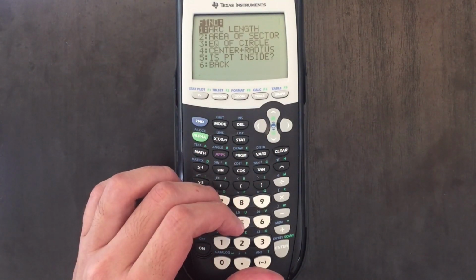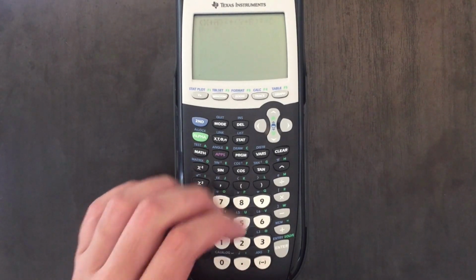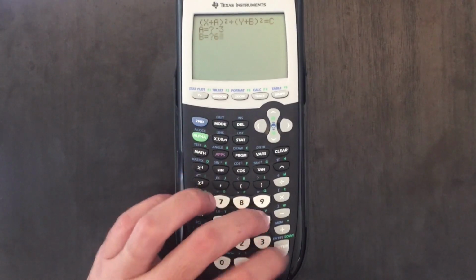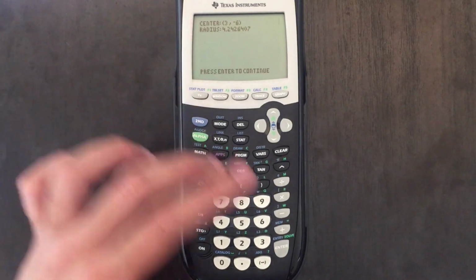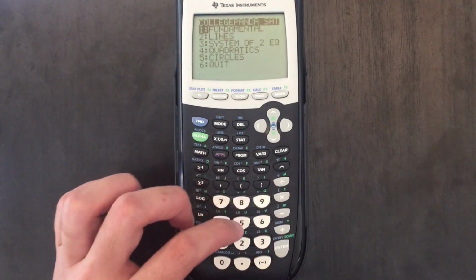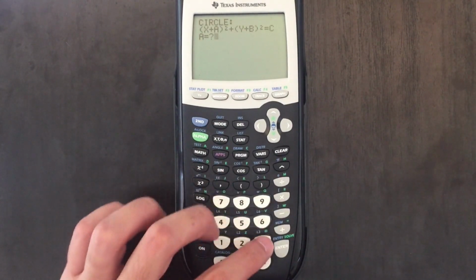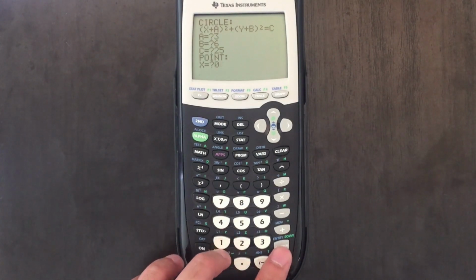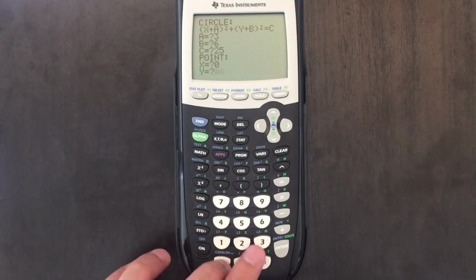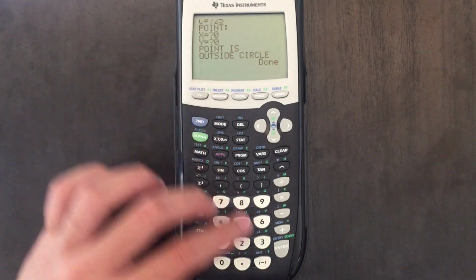Now, if we want to go in reverse and we have the equation of the circle and we just want the center and radius from that, we can go to option 4. So we type in the equation and it gives us back the center and the radius. Finally, we can check whether a point is inside a circle. And let's check if the origin is inside or outside the circle in the coordinate plane. It turns out that the point is outside the circle.